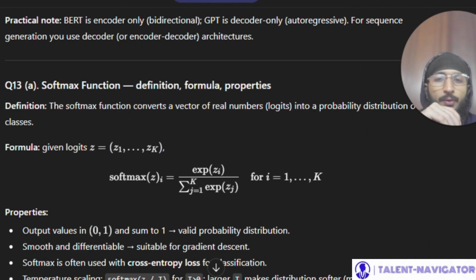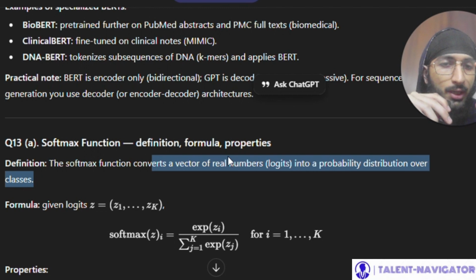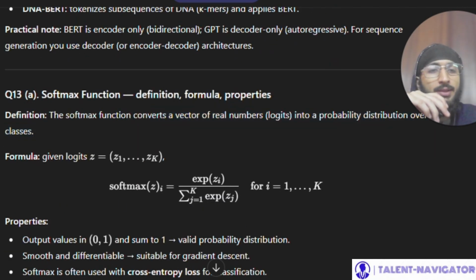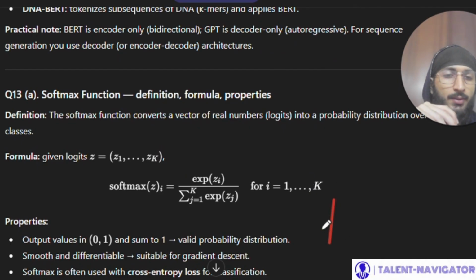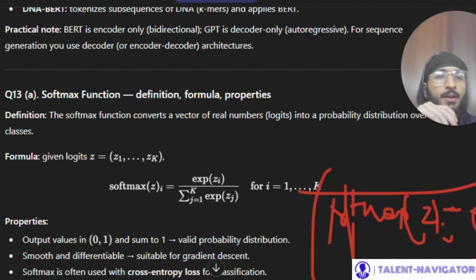Right. Moving on, we have the softmax function. It converts a vector of real numbers, logits, into a probability distribution over classes, and this is the formula. Softmax of z_i is e to the power z_i divided by the summation of e to the power z_j, where j goes from 1 to k, and i goes from 1 to k as well.